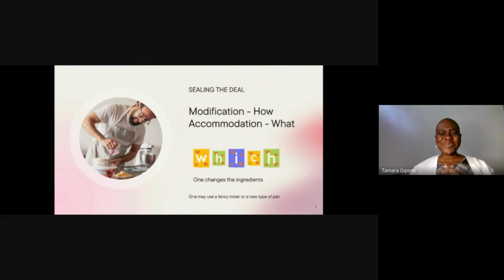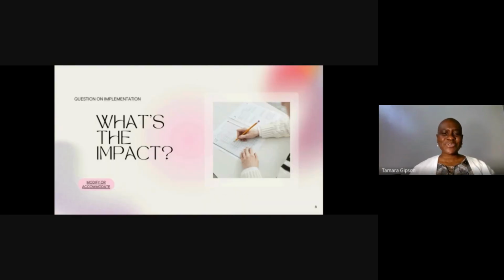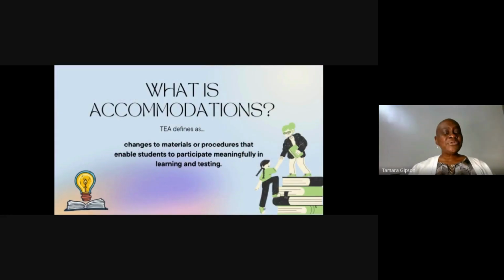I'm going to actually skip this one and come back to it because I want to talk about accommodations first. And then we get to what is an accommodation. TEA defines it as changes in materials or procedures that enable a student to participate meaningfully in learning and testing. And I want to state that an accommodation is intended to reduce or even eliminate the effects of the disability, but is not to change said learning goals that the student has to meet in order to be successful at their current grade level.